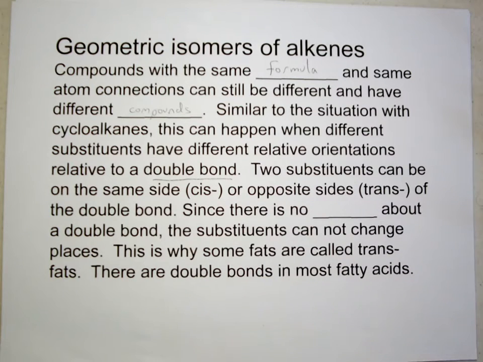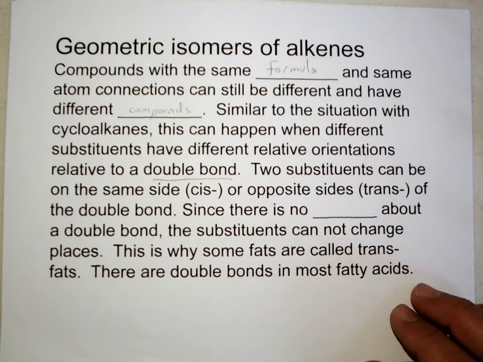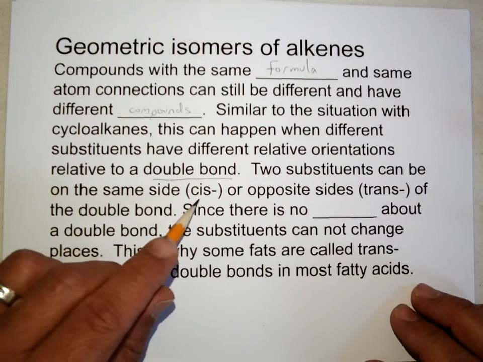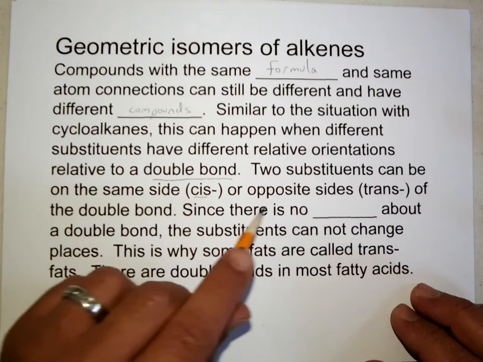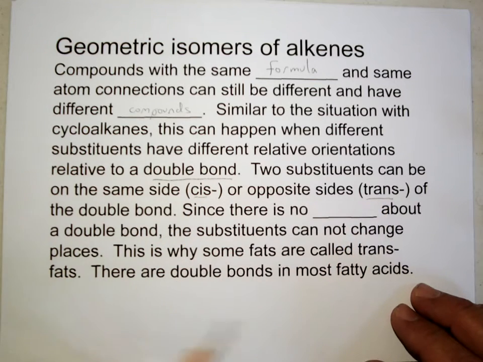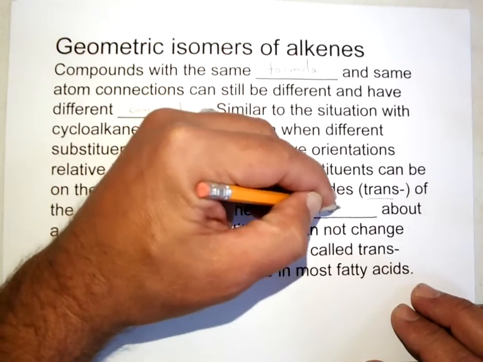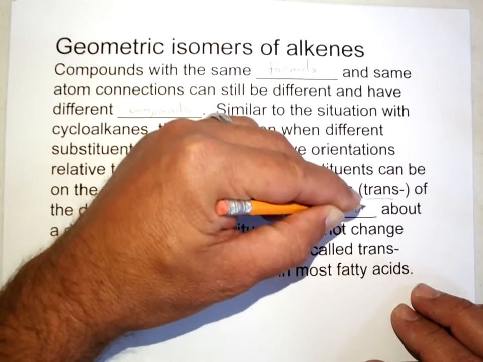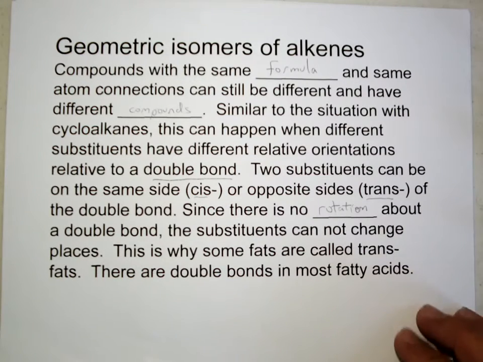Now we're going to be looking at the axis of the double bond to orient whether things are cis or trans. So two substituents will be on the same side, which is cis, or opposite sides, which is trans, of the double bond. Since there is no rotation about the double bond, the substituents can't be changing places.